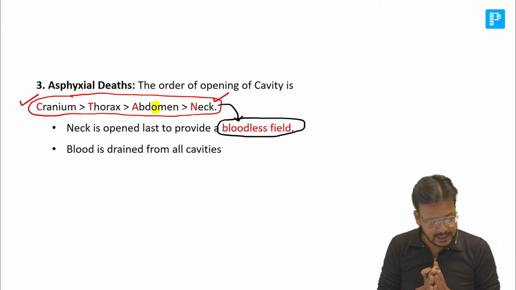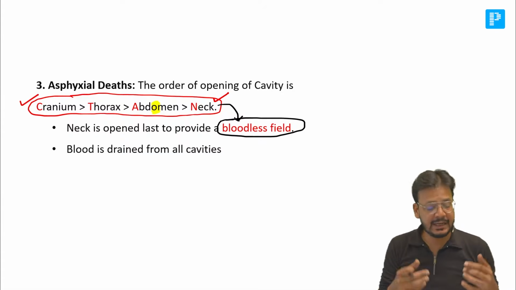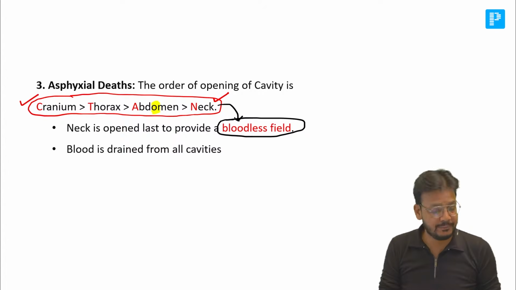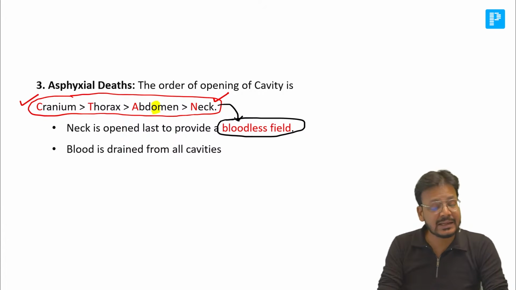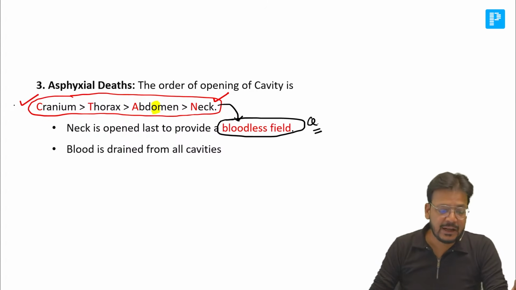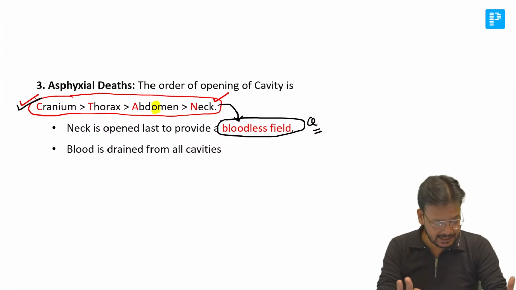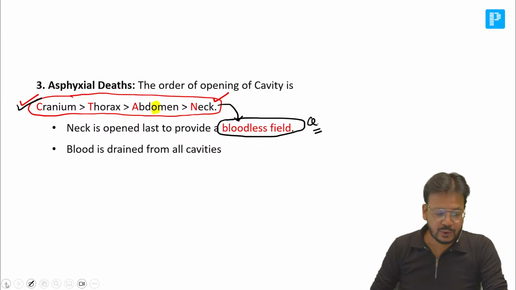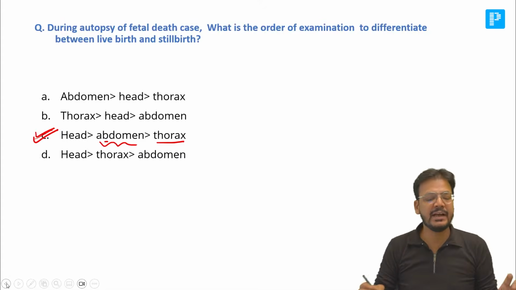And if you want to see the injury, why do we open in poisoning cases the cranial cavity first? For retention of the smell. But anyways, in asphyxial death, the last cavity to be opened is the neck, to get a bloodless field. Which is the last cavity? Bloodless field. And which is the first cavity to be opened? Cranium. That is in asphyxial death. So anyways, here without any doubt the answer is C.